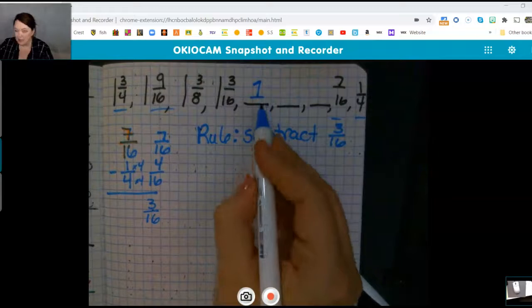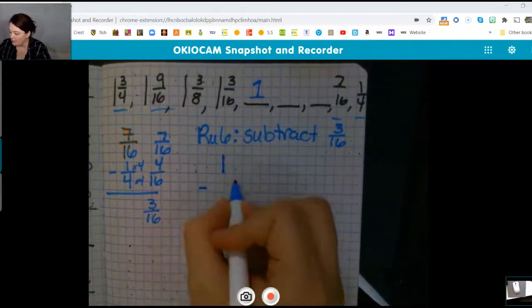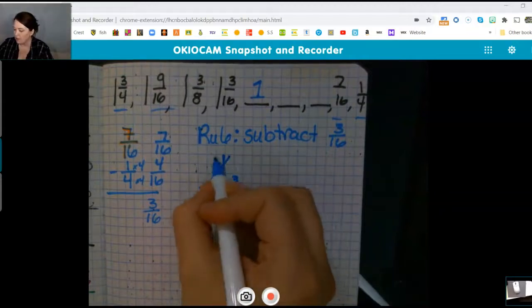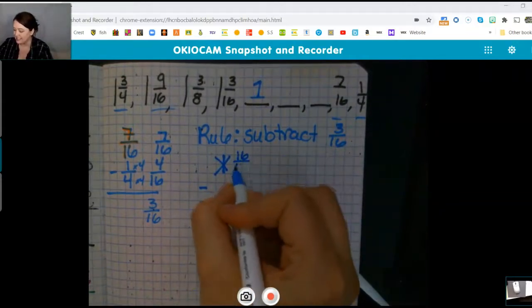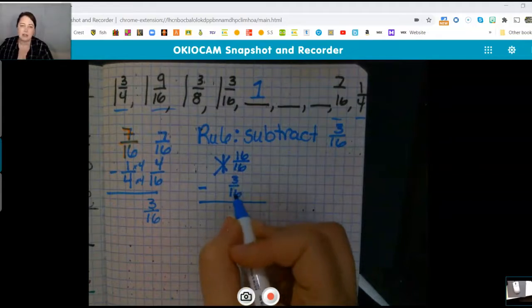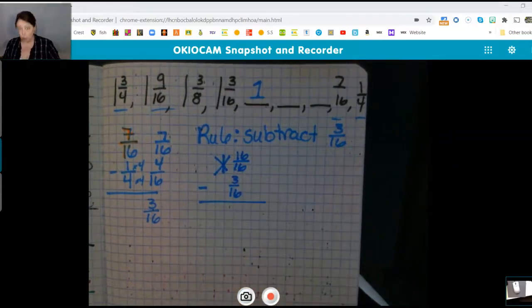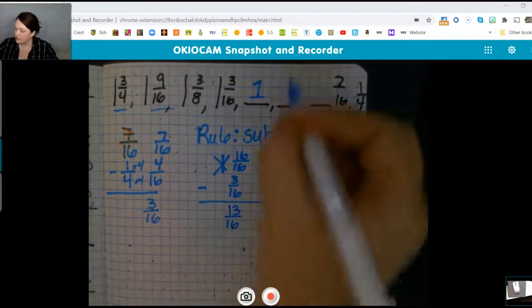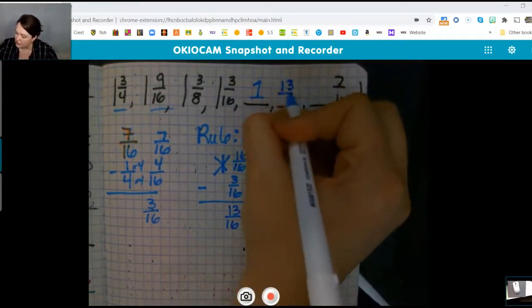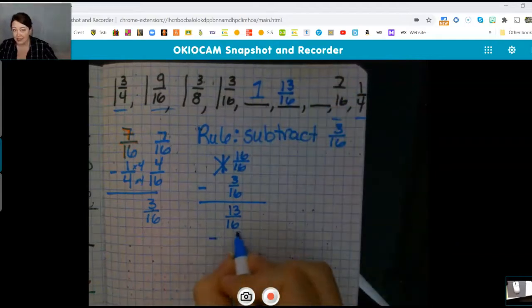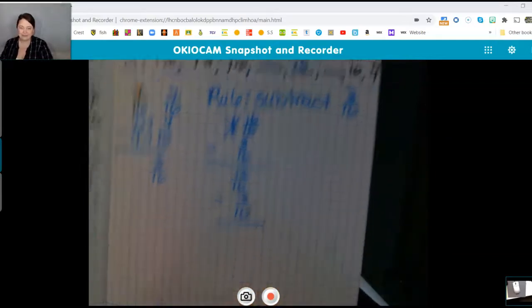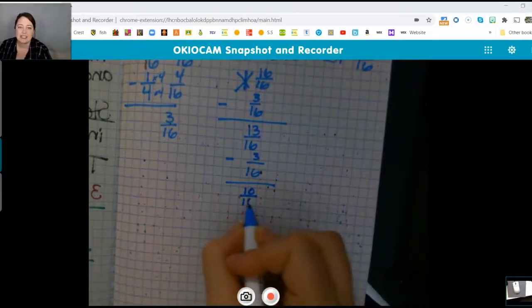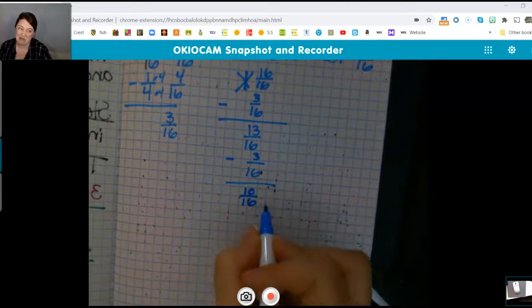Okay. Now it becomes a little bit harder. I have 1 and I'm subtracting 3/16. That's that one kind of difficult problem. So I borrow from the 1 and I'm going to make it 16/16 so that I don't have to find a common denominator. So 16 minus 3 is 13/16. So this term here is 13/16. Subtract 3/16 and I get 10/16.